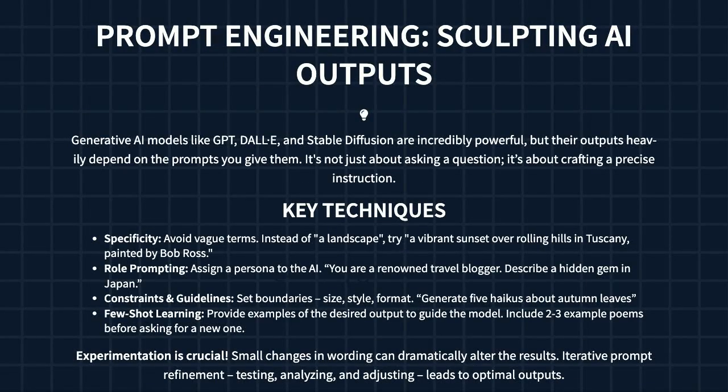Okay, let's talk about how the way you phrase your requests, those prompts, completely impacts what these AI models come up with. Think of it like giving instructions to a really talented but slightly literal assistant. The more specific and detailed your instructions are, the better the results will be. We're talking about things like being super clear about exactly what you want, perhaps even assigning a role to the AI, like "you're a travel writer," and setting rules or constraints on the output. Finally, giving examples of what you're looking for can really help the model understand your vision. It's all about experimenting and refining your prompts until you get exactly what you need.